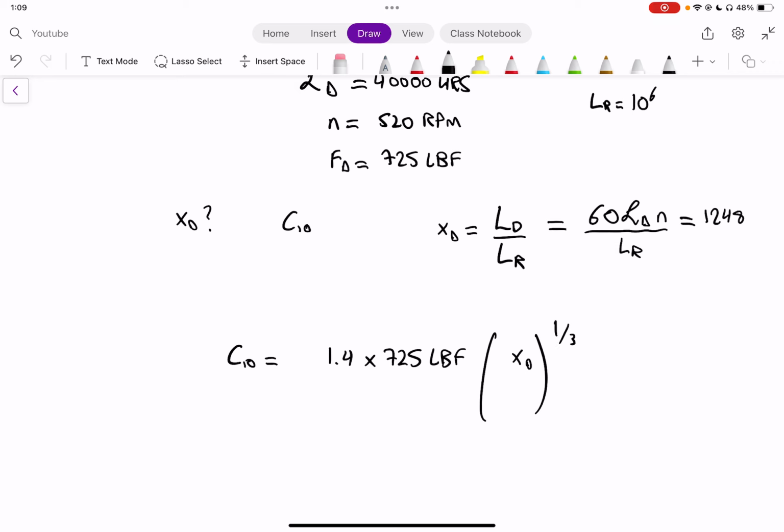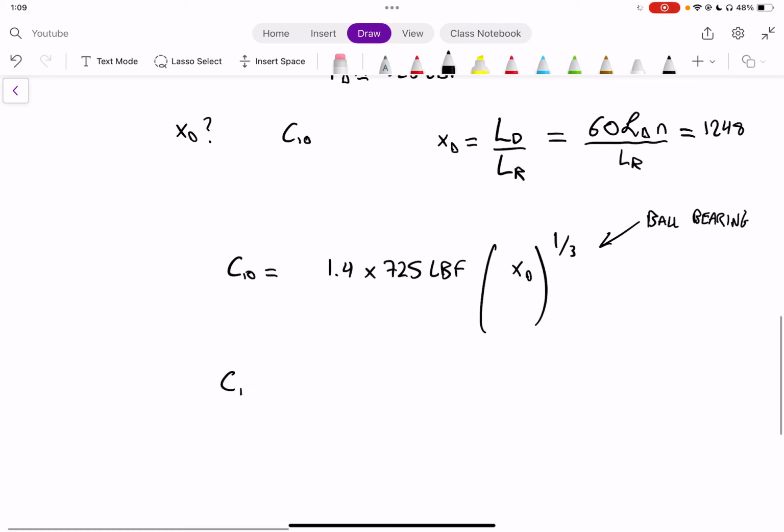We have a ball bearing, so we're going to use 3, not 10 over 3. Okay, so this is because we have a ball bearing. So based on this, we can then say that our C10 value, in pound force, is going to be equal to 10,927.9 pound force.